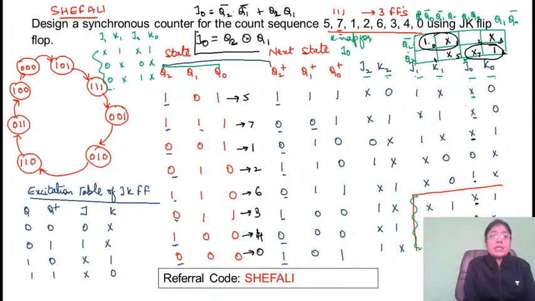Equation से implement कैसे करना है वो बिल्कुल clear है सबको. So similarly assignment आपके लिए क्या है? I have constructed the complete table. You have to find out the equations for J2, K2, J1, K1. J naught के लिए I have already done for K naught.